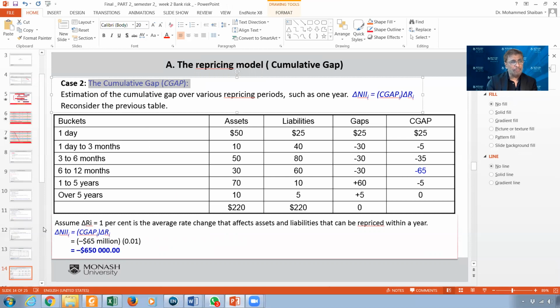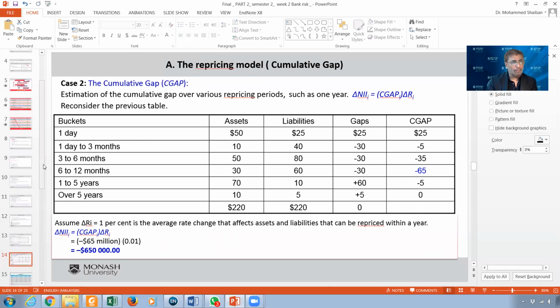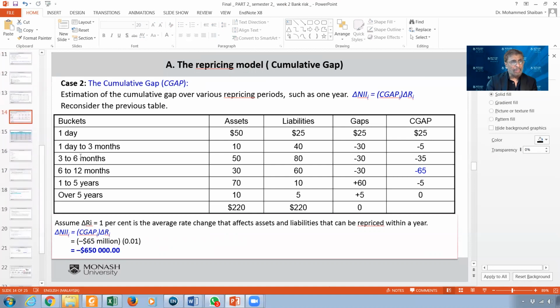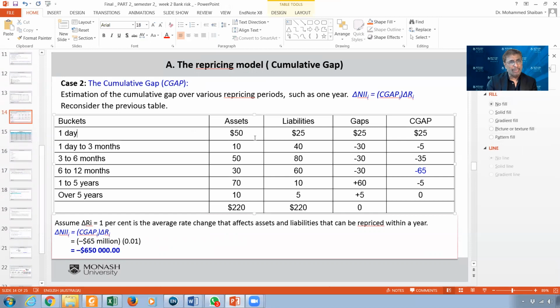Now, the cumulative gap is different because you have to calculate the gap, and then you have to get the cumulative of the gaps. So here, for example, 25, the same numbers I get from the last slide. This is 30, so you have to decrease this from this. Now you are accumulating: 1 day to 3 months is actually minus 5. Cumulative 3 to 6 months, from 1 day to 6 months, is actually minus 5, minus 30, minus 35.